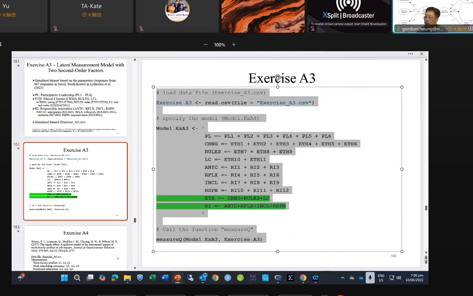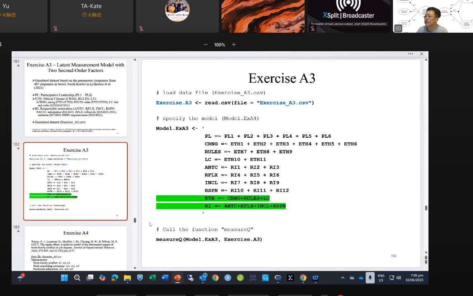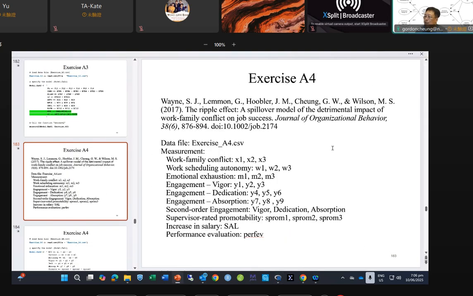So today, our last example, my favorite article, Green et al. That is an example that we will come back to when we talk about latent interactions. It is a study about work family conflict. We have 3 items for work family conflict. Work scheduling autonomy, we have 3 items, and this is a moderator.